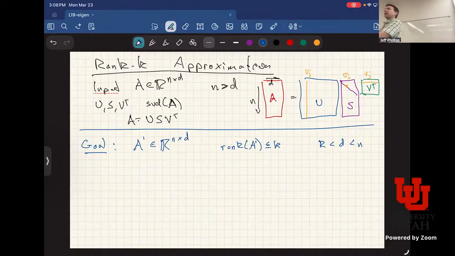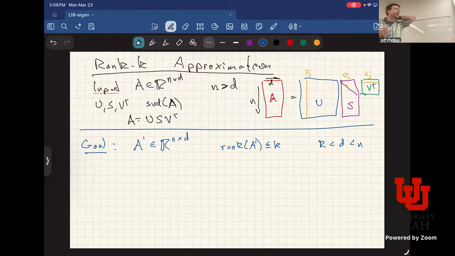Do you remember what the rank of an N by D matrix is, where N is larger than D? How do I determine the rank of the matrix? How did we talk about this before? Yep, it's the number of linearly independent rows or columns. I can check either rows or columns, and it'll give the same answer. And so the rank of an N by D matrix can be at most D.